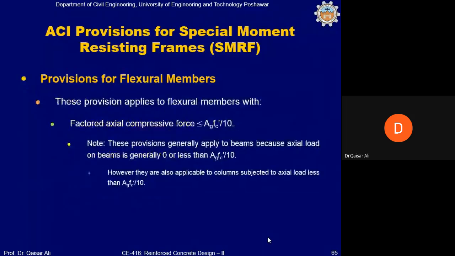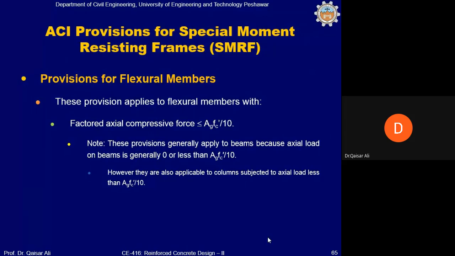Ag fc' is basically the axial load capacity. Ag is the gross area of the member, and fc' is the concrete strength. Divided by 10 means 10% of this axial load capacity. As an example, let's say there is a member in a reinforced concrete frame structure, either beam or column, whose cross-sectional area is 144 square inch, which means a 12 by 12 inch member. fc' is, let's say, 3 ksi.